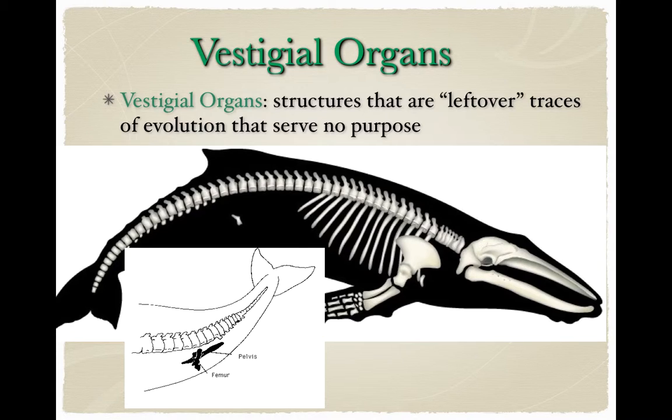Just like the python, the whale also has a vestigial pelvis and femur. Because of this and some other features, scientists believe that the ancestor of the whale used to walk on land, that it used to run and need a pelvis and a femur.